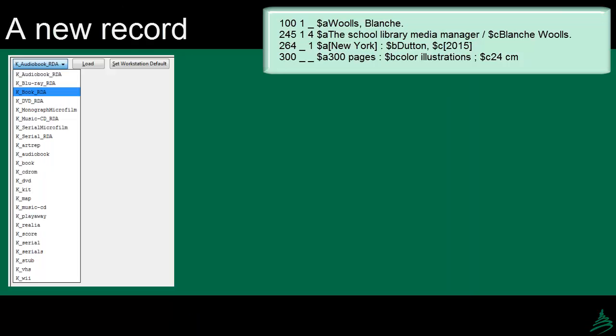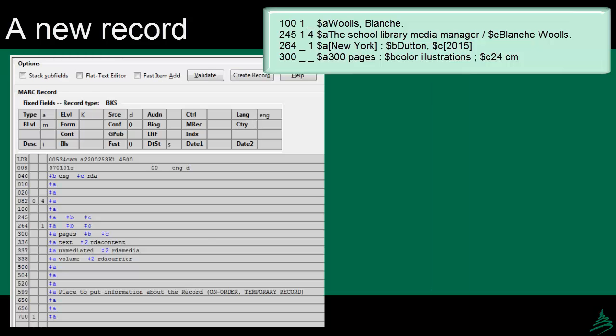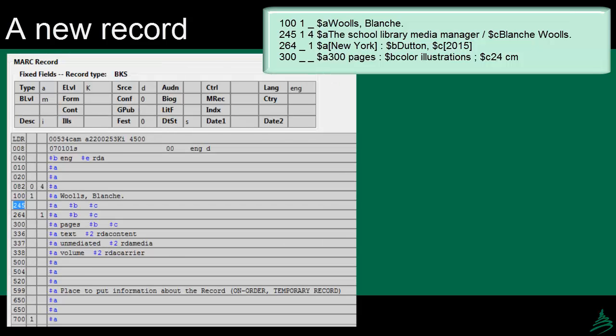Okay, let's go back to our little guy here that we're cataloging. And I know you guys won't be able to see this information because I'm going to go into creating a record. I'm going to turn off the flat text editor. So when I'm going to input this information, I've got this Blanche Wool's book in my hands, and I know she's the main entry. The second indicator is not used any longer, and I'm going to type in her name.